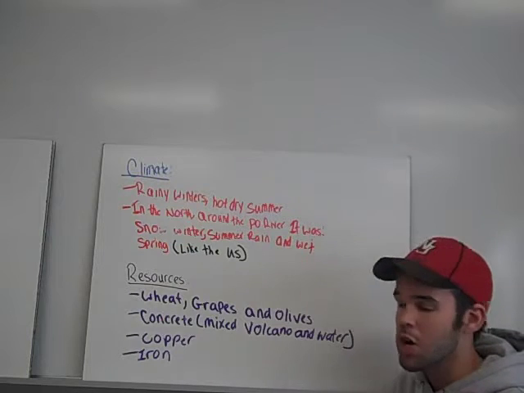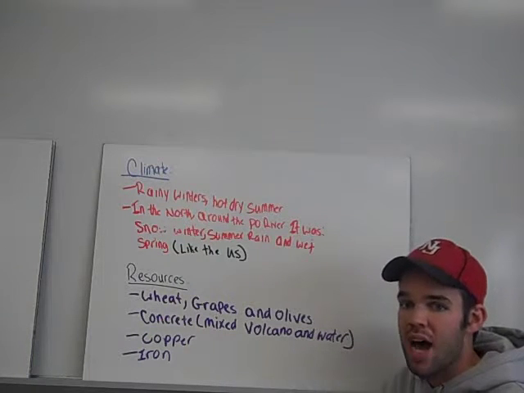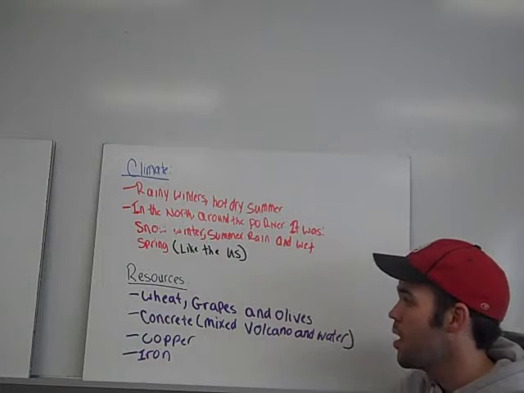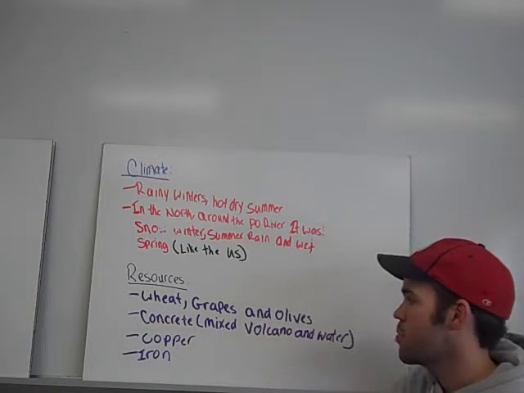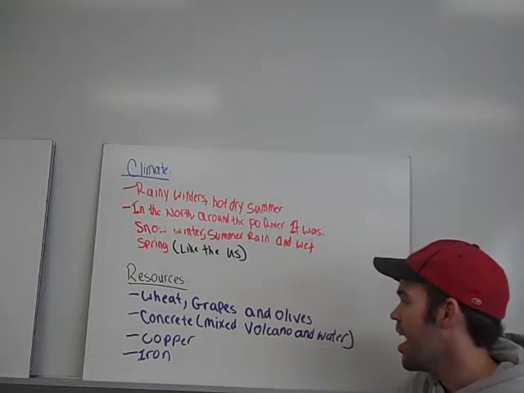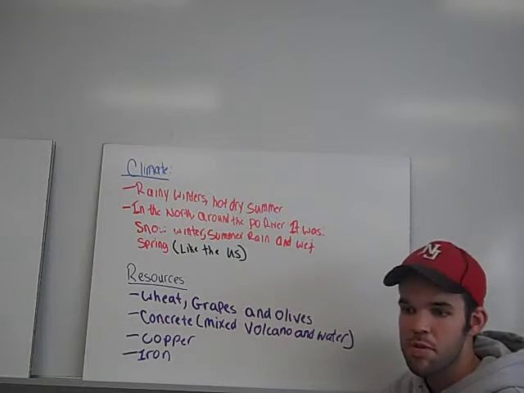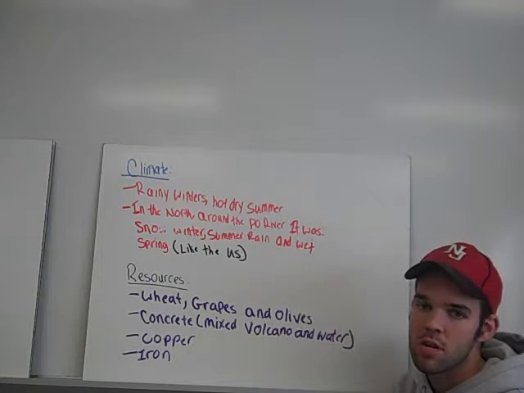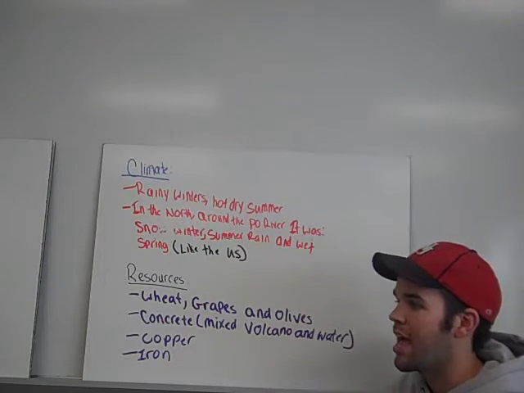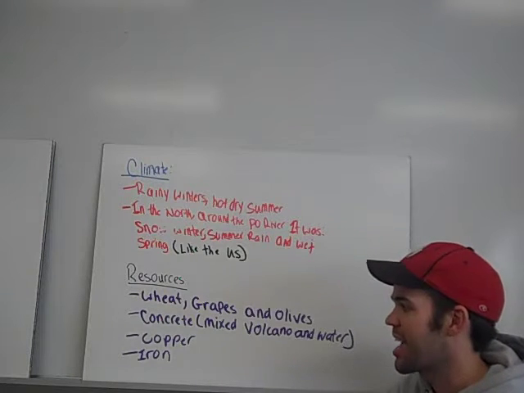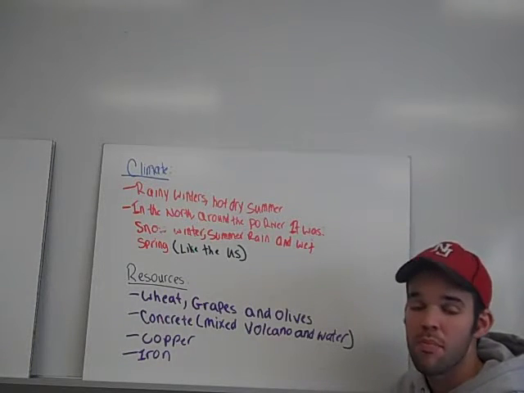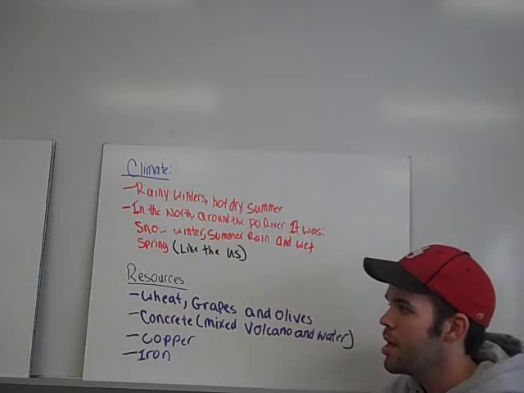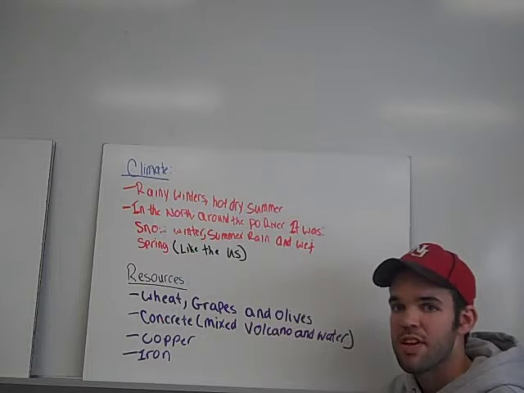The first one is concrete. They were actually one of the top exporters of concrete for 1,000 years or so. It basically was a mixture between volcano ashes and water, and they mixed it up and you got concrete. You also have copper and iron. Iron was used to make architecture and columns and other monuments in Rome and in the Middle Ages, which is our next unit. This ends the geography of Rome.